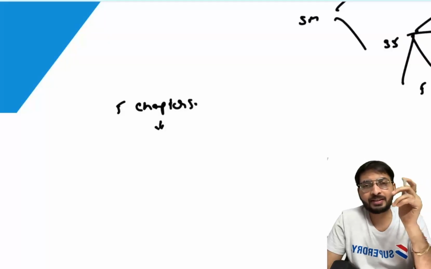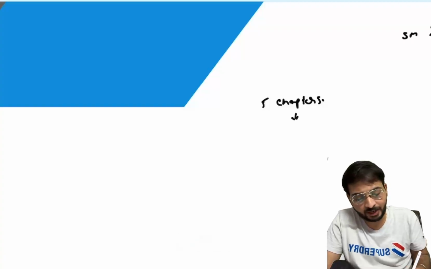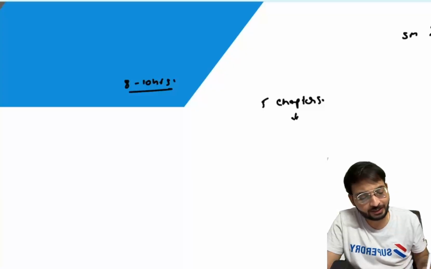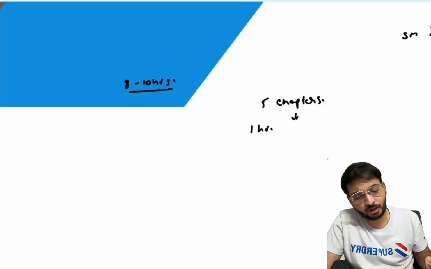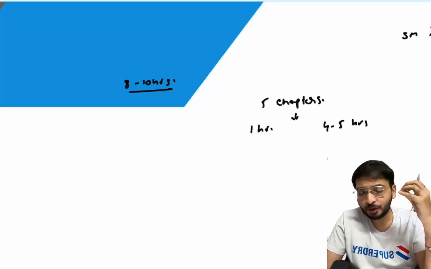Since this is a revision batch, I will be completing the entire SM in roughly 8 to 10 hours. You have 5 chapters. 4 chapters are very easy and will take around 1 hour each, so roughly we'll complete them in 4 to 5 hours. The fifth chapter is a bit lengthy, so we'll take some time.